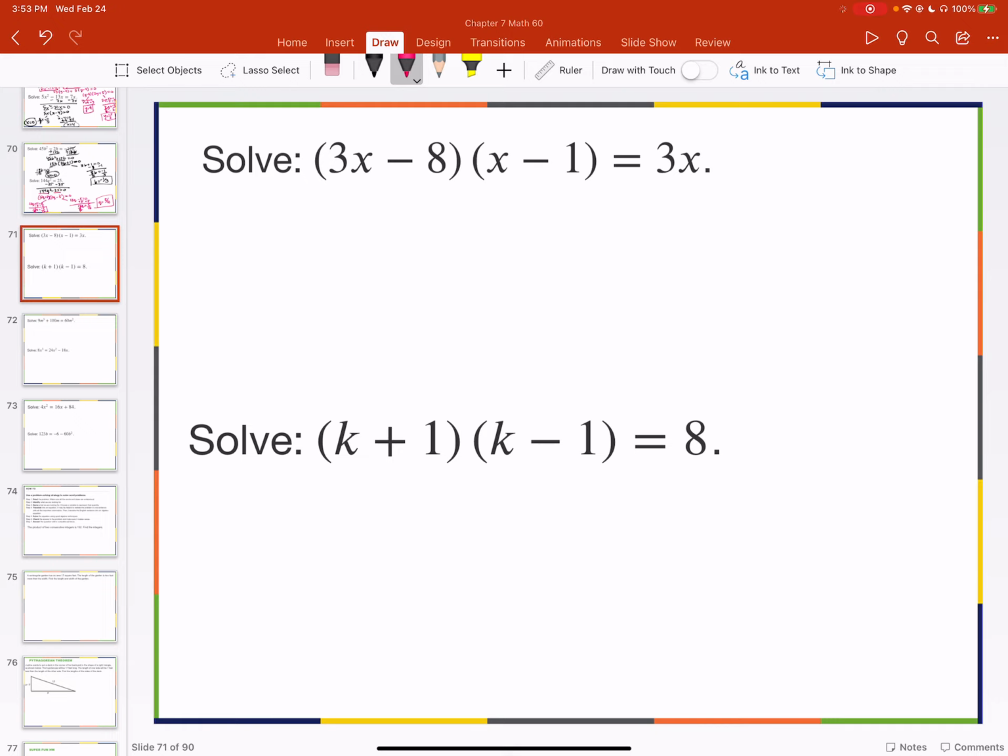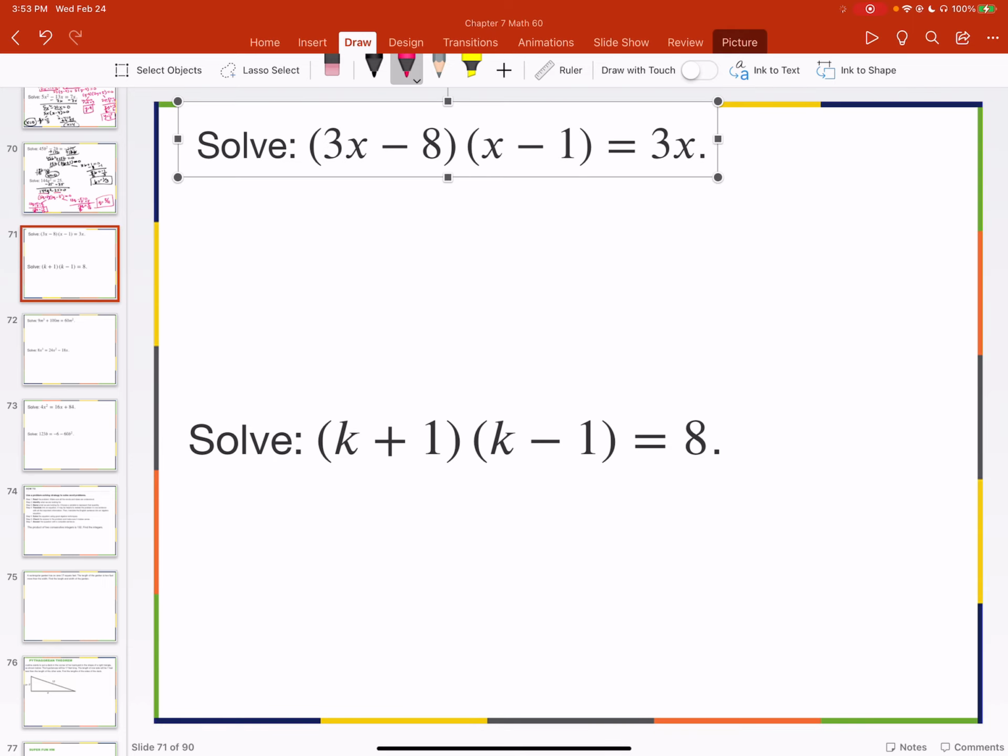So how do we fix that? Well, I'm glad you asked that. So the way that we fix it is we multiply the left-hand side out and then subtract 3x from both sides and make it equal to 0, combine like terms, and then refactor. So let's go ahead and do that.